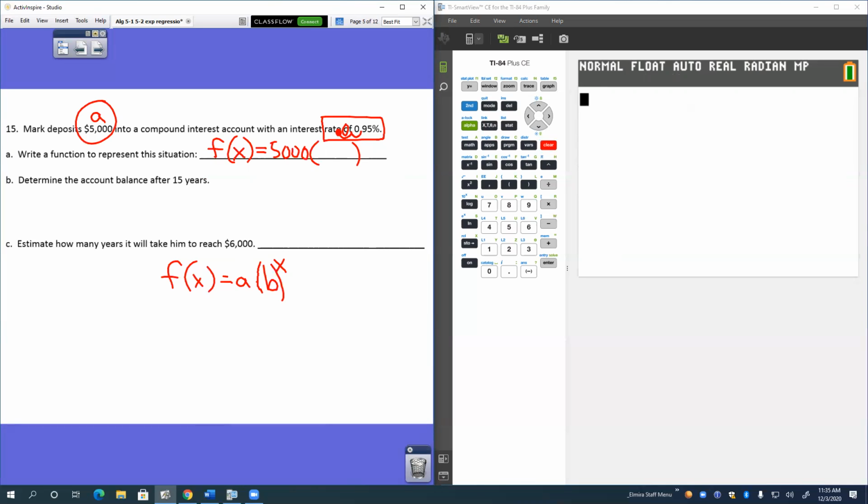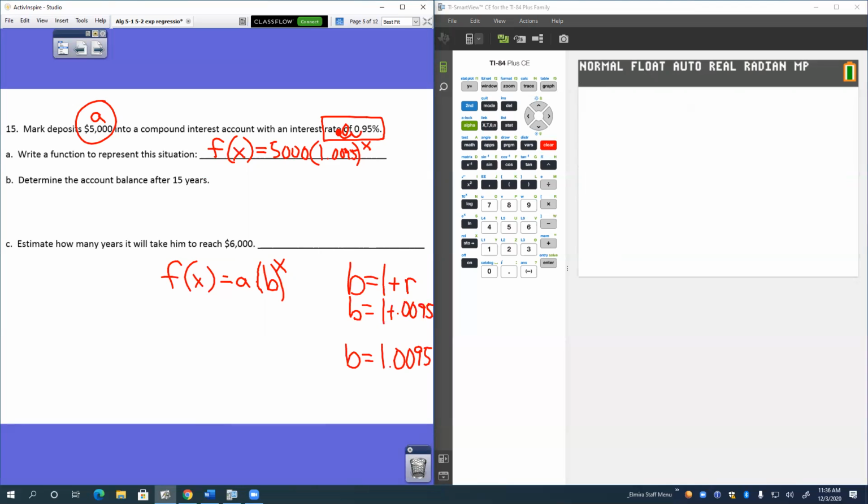So our rate, B equals 1 plus r. Our rate is really 0.0095. So in order to figure out your factor, we have to do 1 plus 0.0095. So we really have a B value of 1.0095. That's our B value, 1.0095. And that is to the x power.